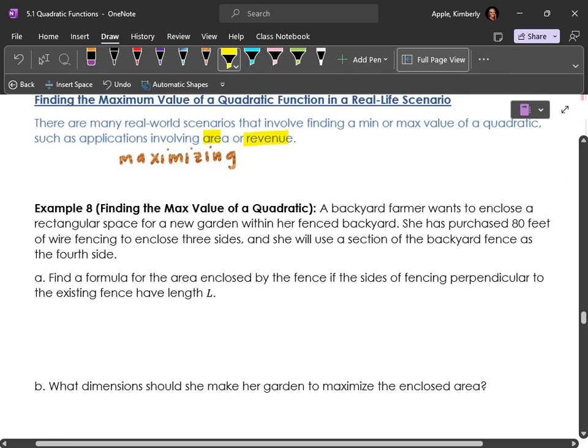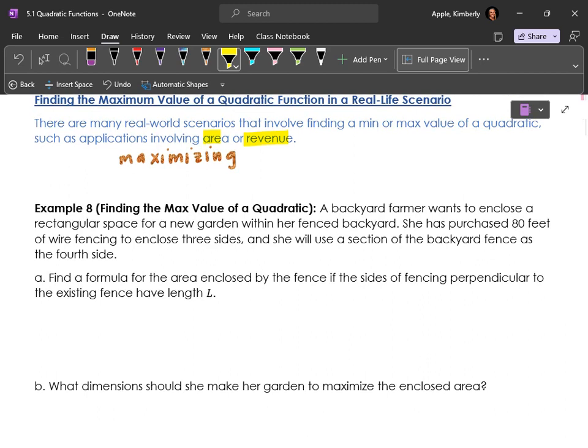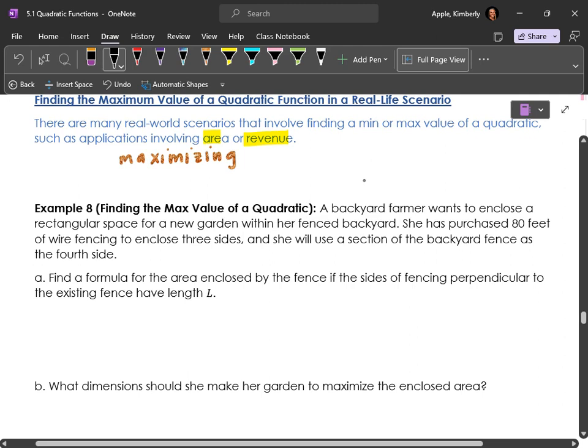Our first context is this: a farmer wants to enclose a rectangular space for a new garden within her fenced backyard. She's purchased 80 feet of wire to enclose 3 sides, not 4, and she'll use a section of her own backyard fence as her 4th side. So I'm just going to draw a tiny sketch here so I can get a handle on what's going on. She's going to build her garden right here.